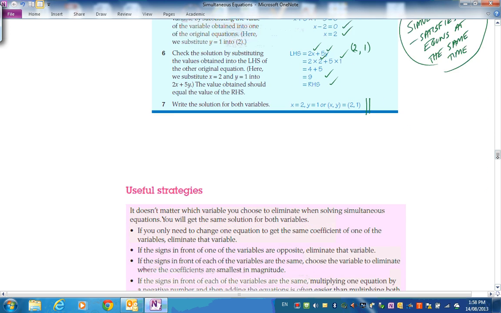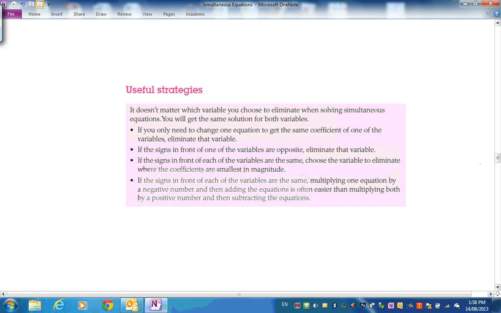Let's go on. And here are some useful strategies. It doesn't matter which variable you choose to eliminate. If you only need to change one equation to get the same coefficient, do that. So if one has 2x plus 3y equals 17, and the other one has x take 2y equals 4, we can't make those equal easily. You have to multiply both equations by something. But if you multiply this equation by 2, you'll get that in one multiplication. So try and do that.